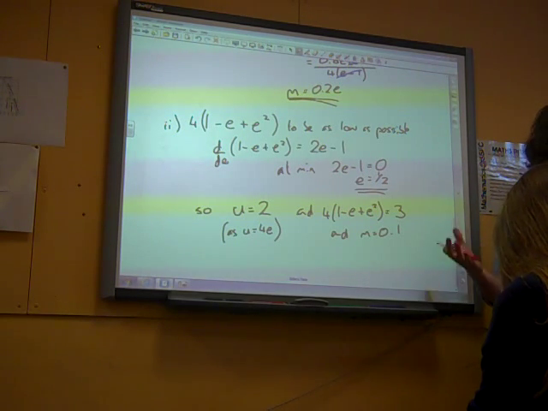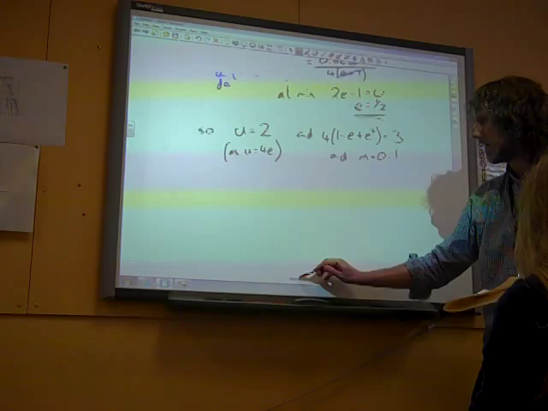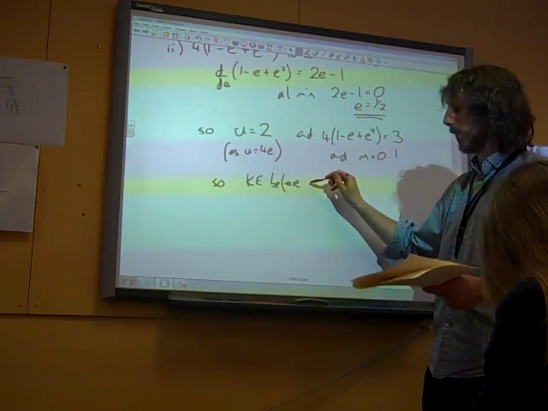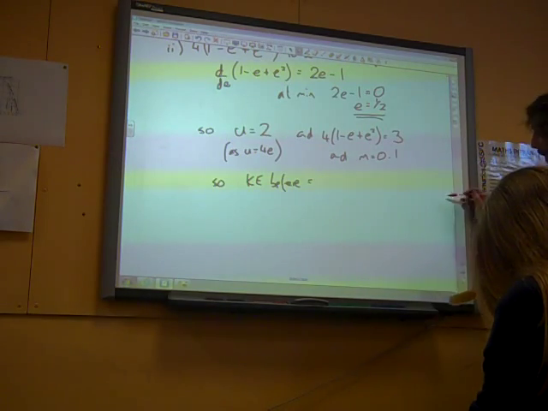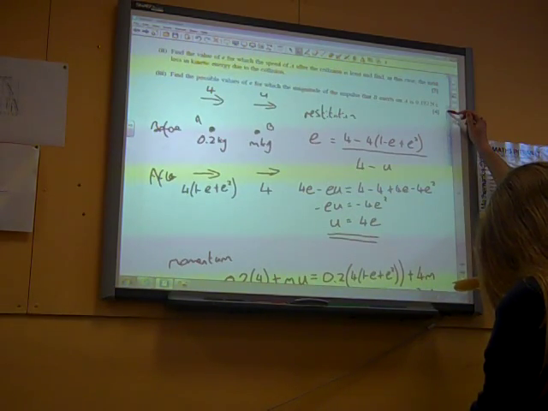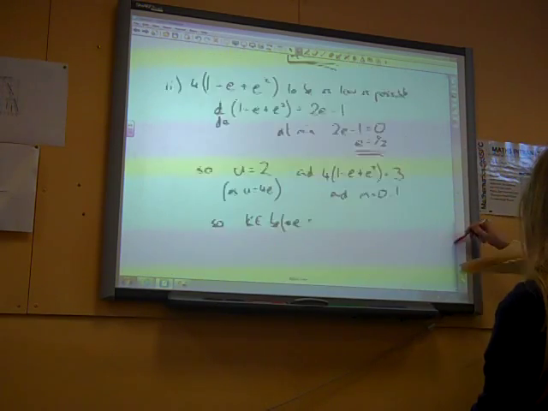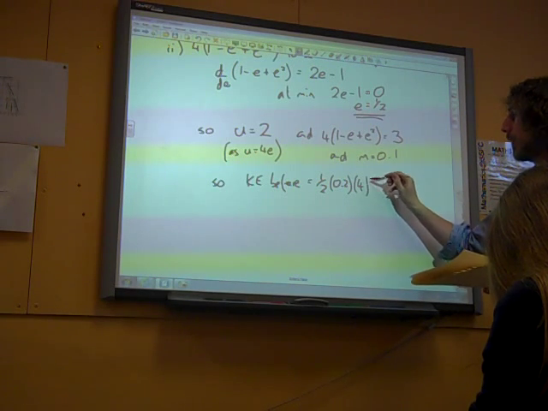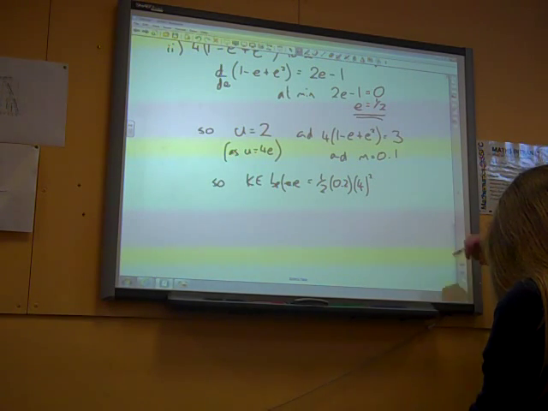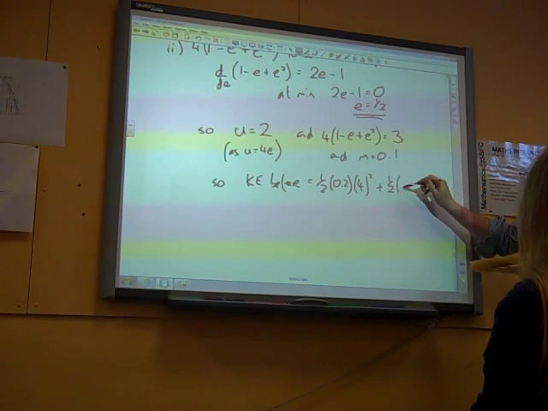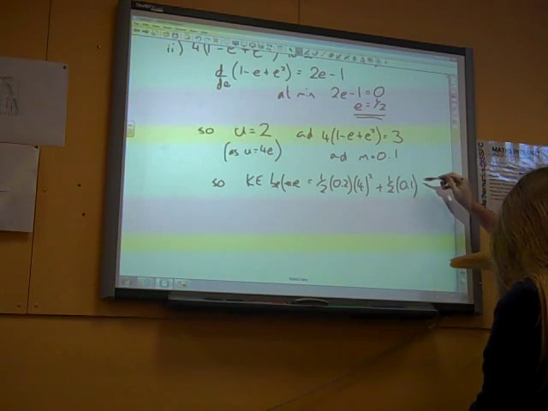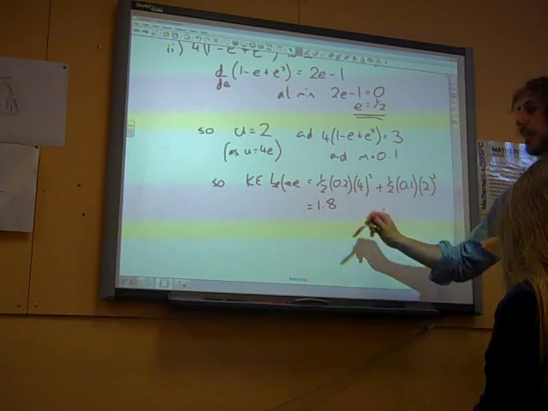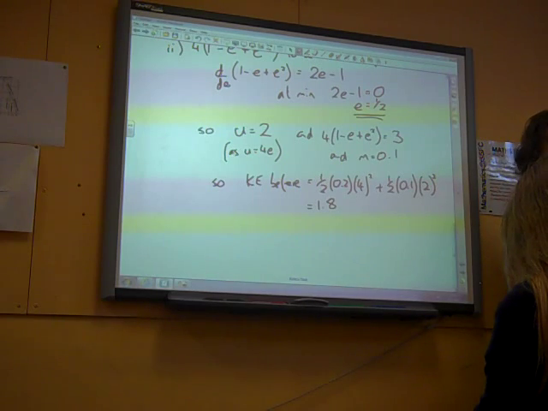So I've now got figures for everything that's going on here. The kinetic energy before is, well, beforehand I had 0.2 times 4, so that's a half times 0.2 times 4 squared, half mv squared, remember, plus a half m, which is 0.1, times u squared, so that's 2 squared. That gives me 1.8 as the kinetic energy before.